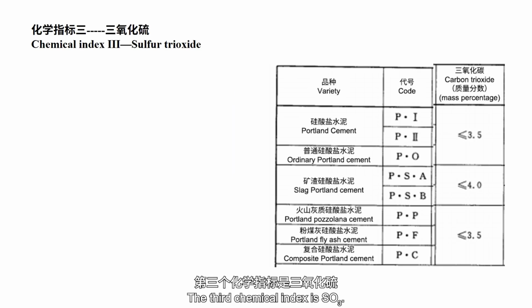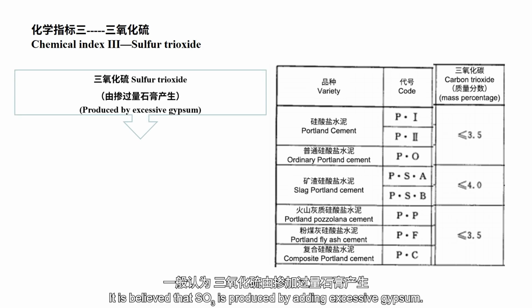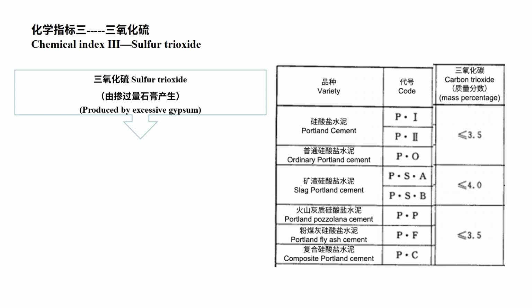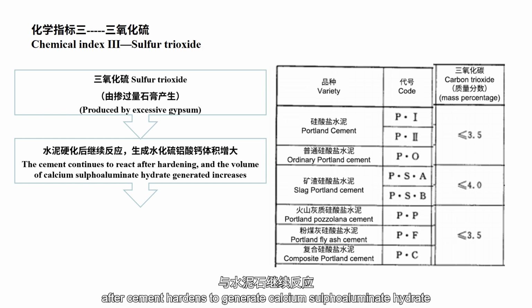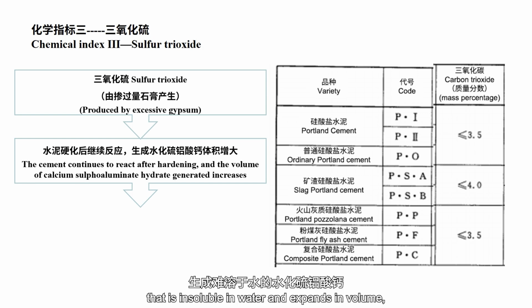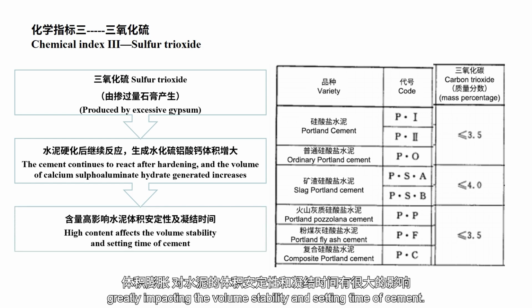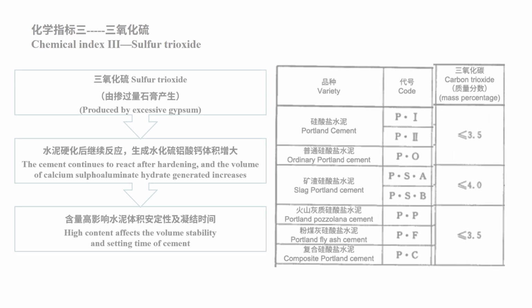The third chemical index is SO3. It is believed that SO3 is produced by adding excessive gypsum. Excessive SO3 continues to react with cement stone after cement hardens to generate calcium sulfoaluminate hydrate that is insoluble in water and expands in volume, greatly impacting the volume stability and setting time of cement.